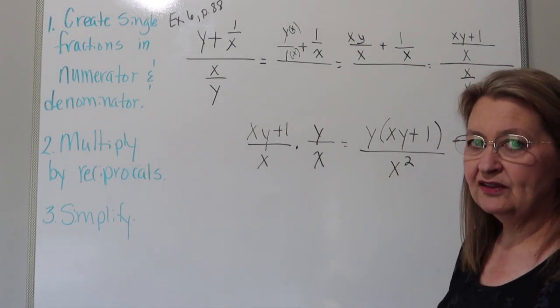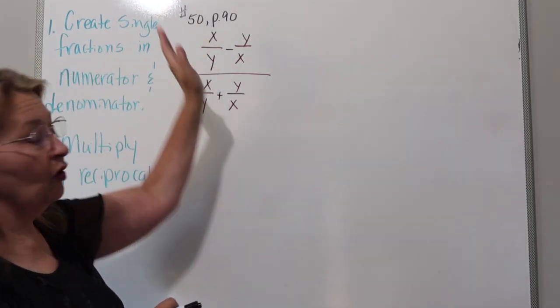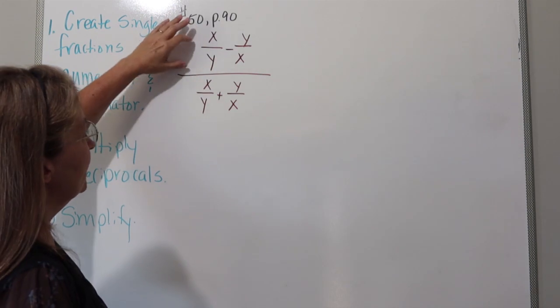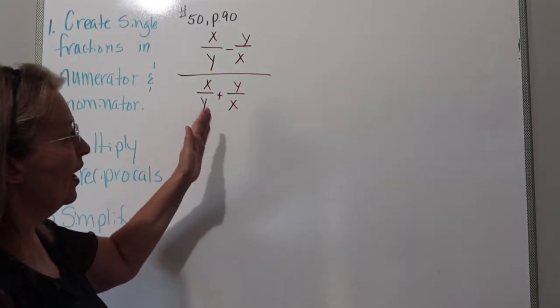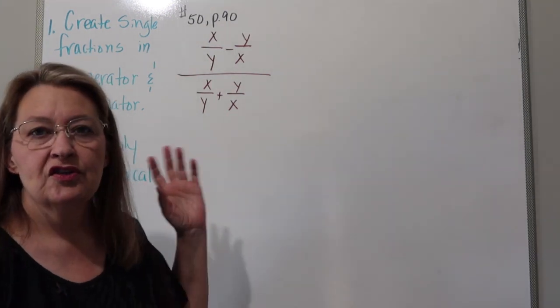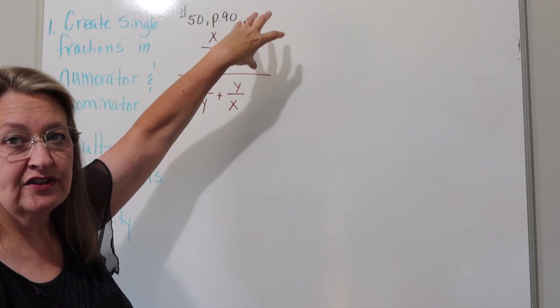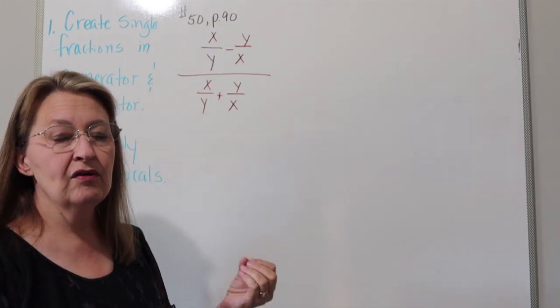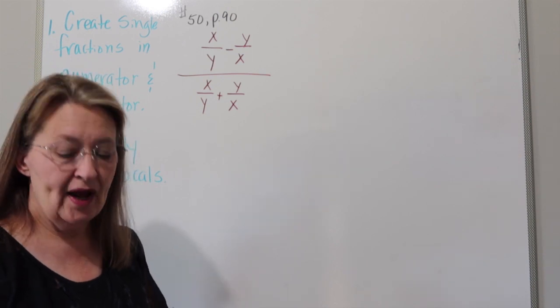Okay? All right, let's go a little deeper. Okay, let's look at problem number 50 on page 90. This is x over y minus y over x, over y plus y over x. So our first step is to change the whole numerator, or both these fractions in the numerator, to one single fraction. You do that by combining, adding and subtracting.